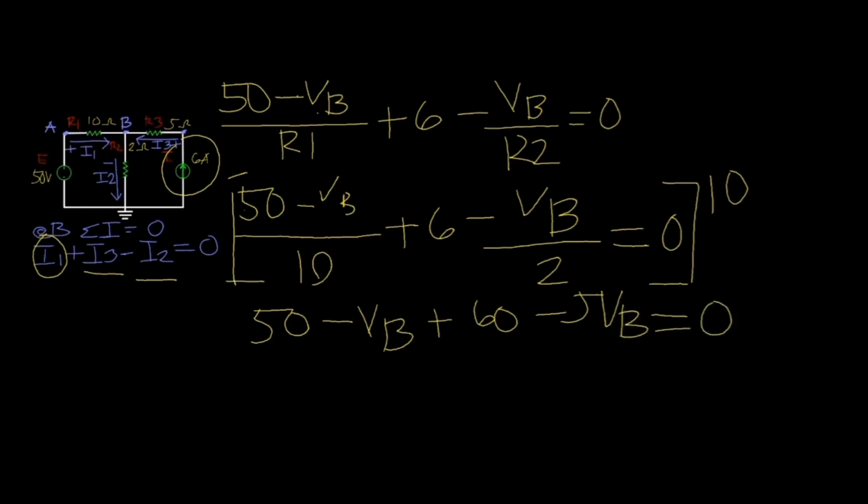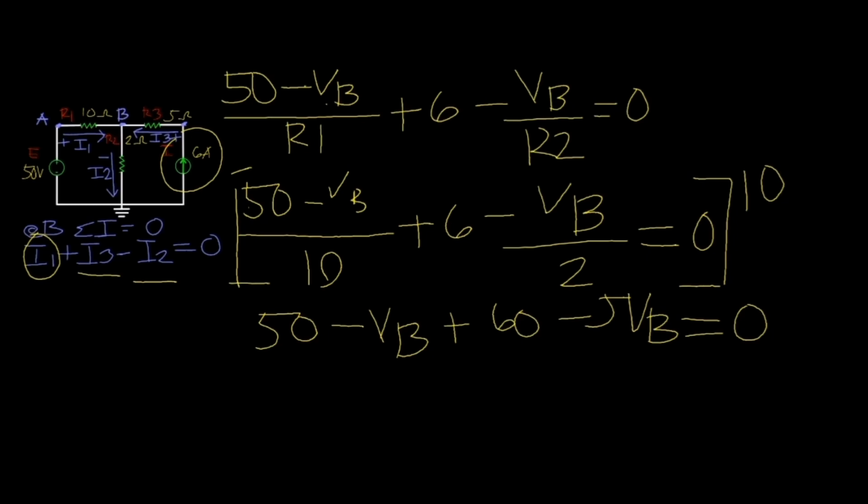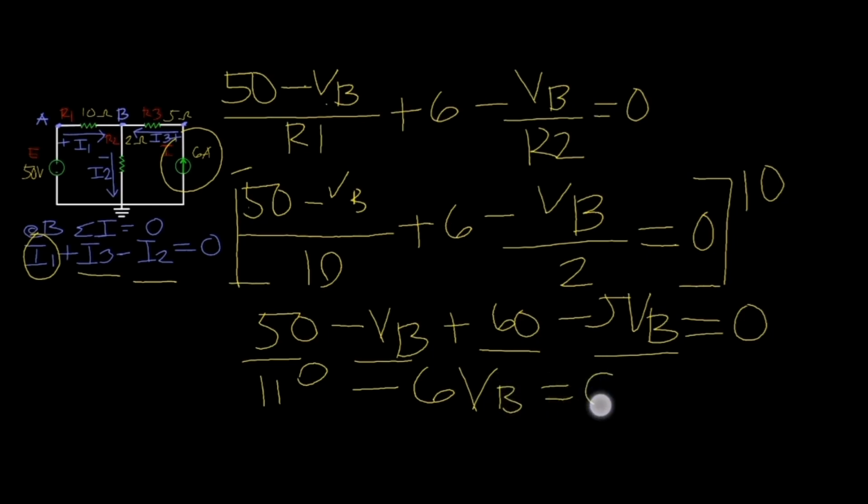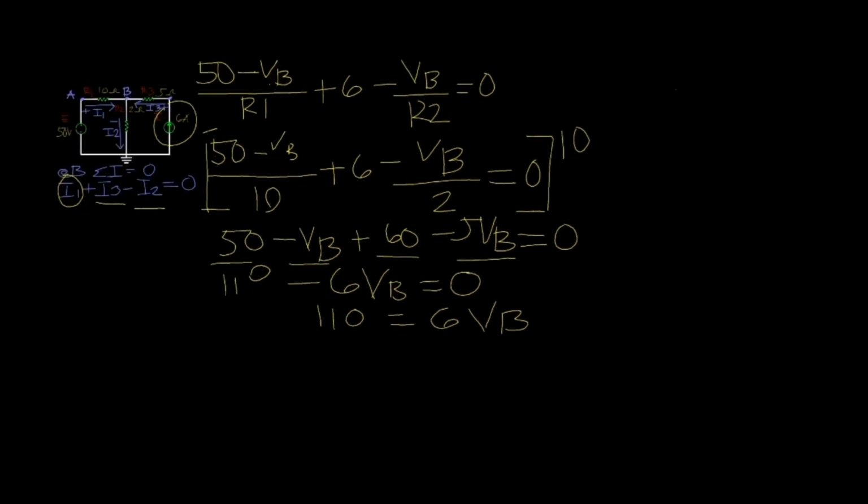Simplifying, 50 minus VB plus 60 minus 5 VB equal to 0. Adding similar terms, 50 plus 60 will be 110. Negative VB minus 5 VB will be equal to negative 6 VB. 110 minus 6 VB equal to 0. Transposing minus 6 VB, 110 is equal to 6 VB. Dividing both sides by 6, we will have VB is equal to 110 over 6.